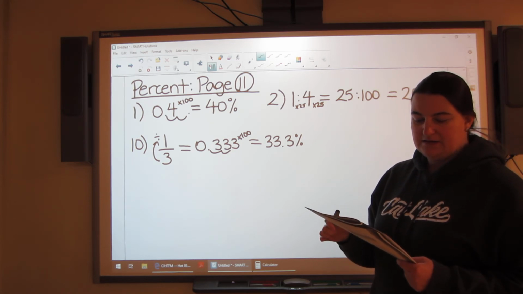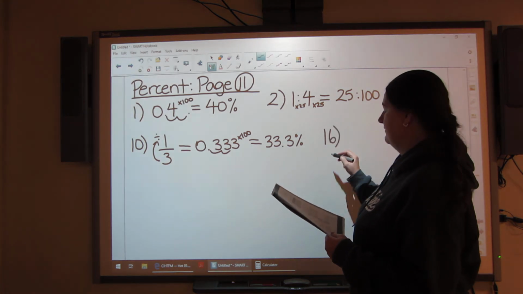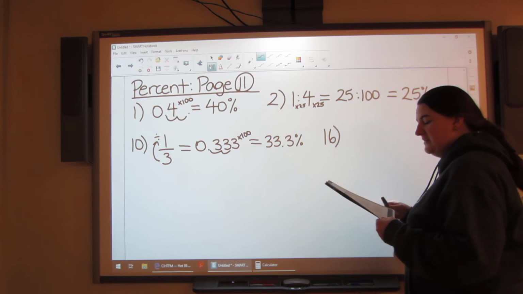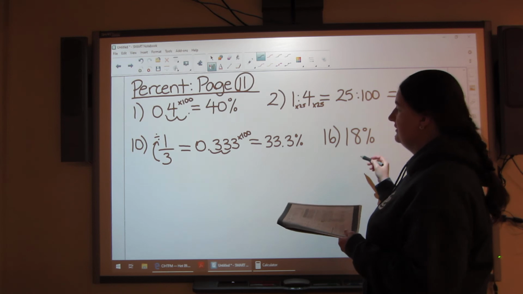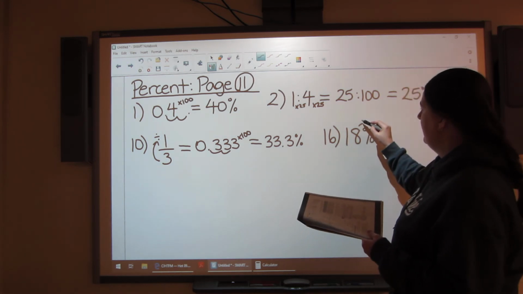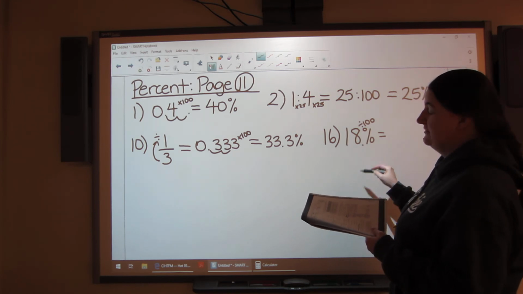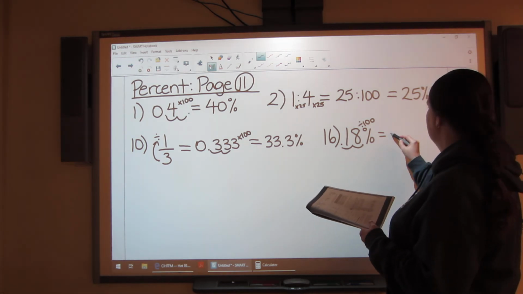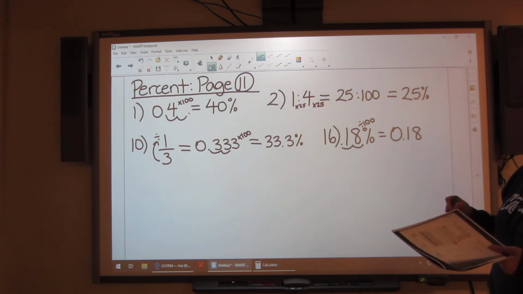And let's talk about number 16. So it says, write as a decimal. 18% as a decimal. Now remember, when you're changing percents to decimals, you're dividing by 100. So you add your decimal in, and you move 2 spots over. 0.18 or 18 hundredths.